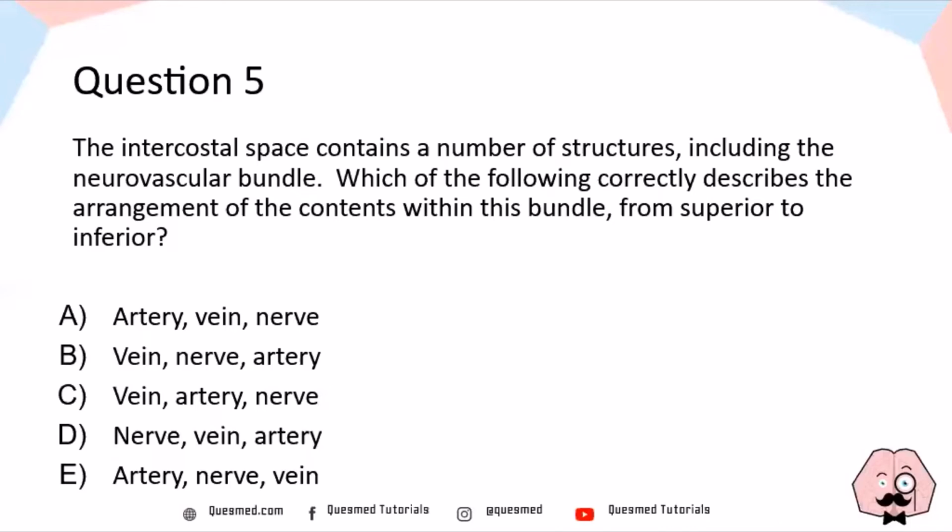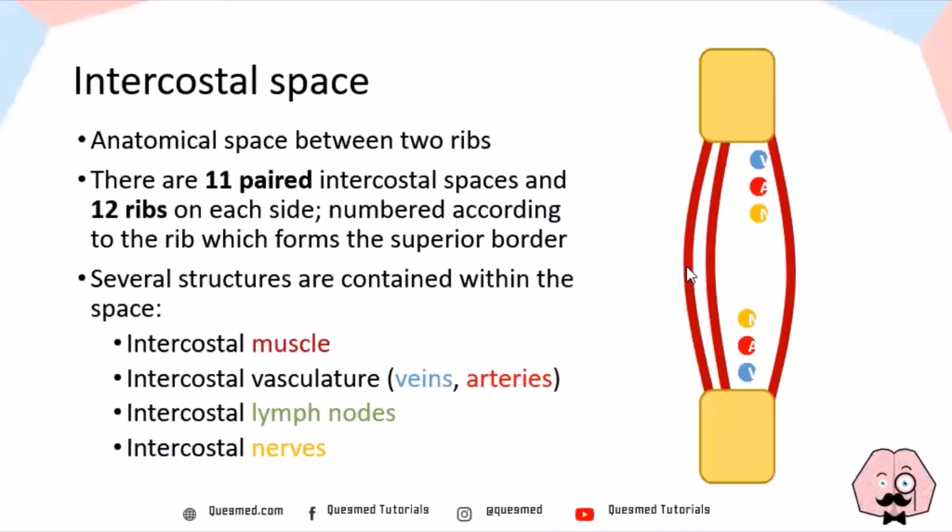So the question is asking, what is the order of the neurovascular bundle from superior to inferior in the intercostal space? And the answer is vein, artery, and nerves, option C. So just to go into a bit more detail about the intercostal space. It's the space between 2 ribs. So you have 11 spaces because you've got 12 ribs.